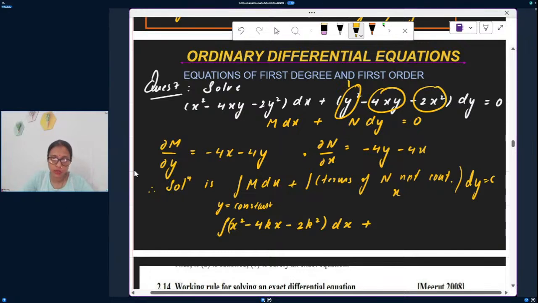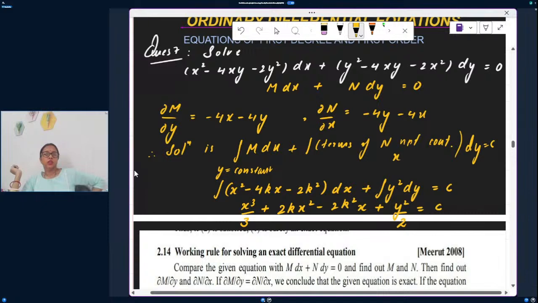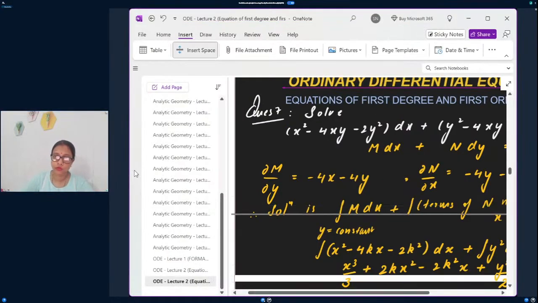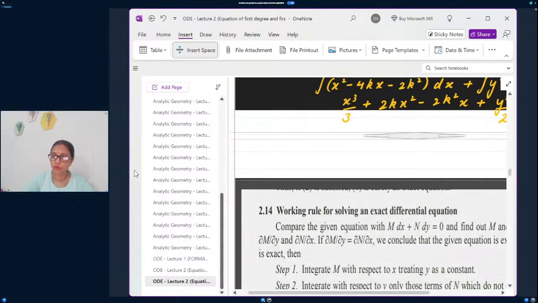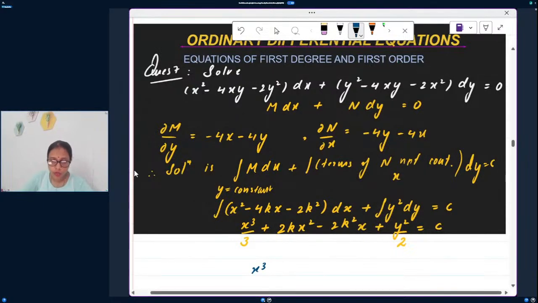Only the first term does not contain x, the last two terms do. So it is the integration of y square dy, equals c. It's x cubed by 3 minus 2kx square minus 2k square x plus y cube by 3 equals constant. Okay, that's a solution. Substitute this k as y again. So this answer is x cubed by 3 minus 2x square y minus 2xy square plus y cube by 3 equals constant. That's your answer.